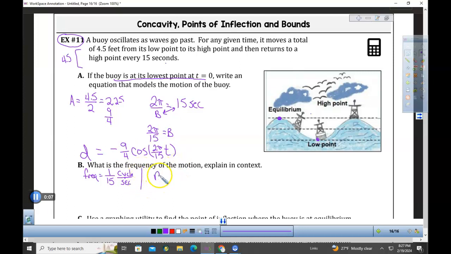So in context, the buoy moves 1/15 of the path per second. Okay? More explaining.